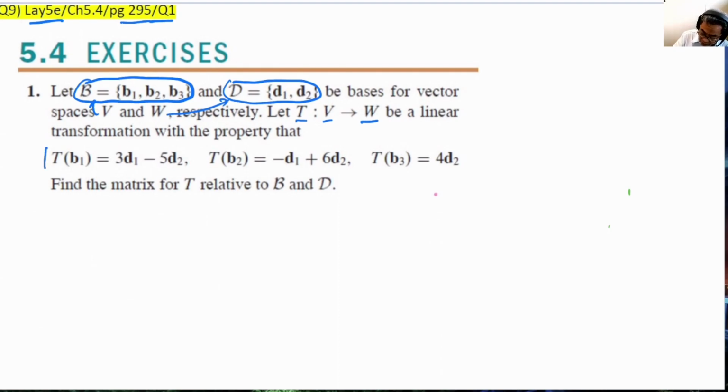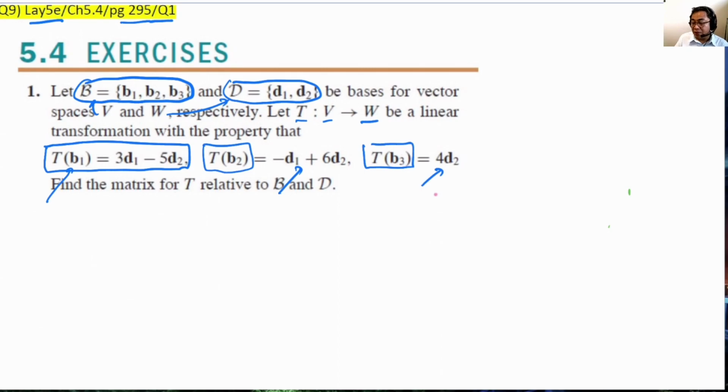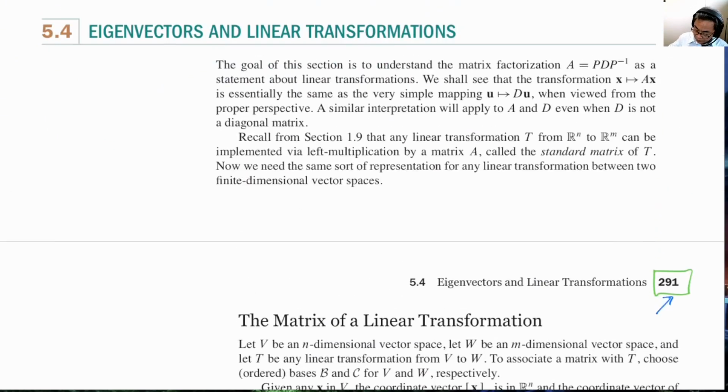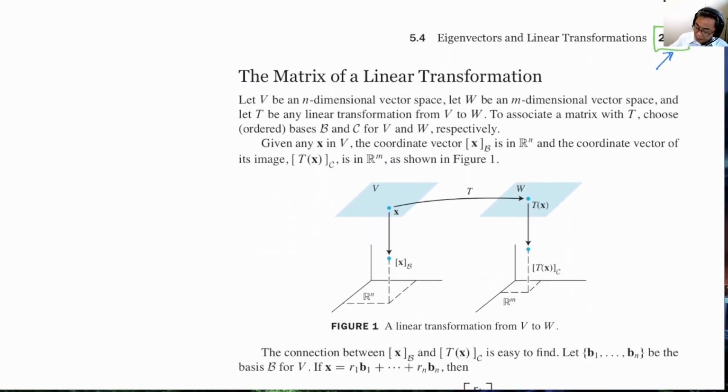We are also given the linear transformation of B1, B2, and B3 with respect to the basis D. So in fact, we have all the information to construct the matrix of the linear transformation from the basis B to D. Where can we find this? Let's now refer to Lay's. This is Lay's 5th edition, page 291. In section 5.4, it introduces the linear transformation matrix.